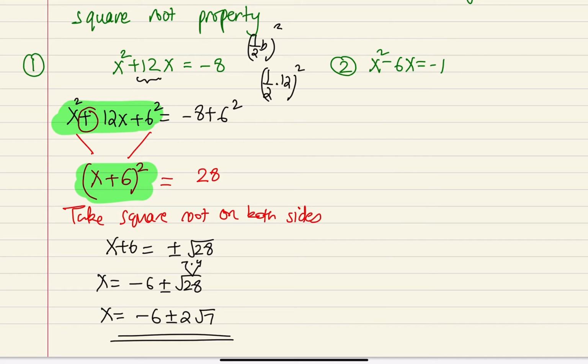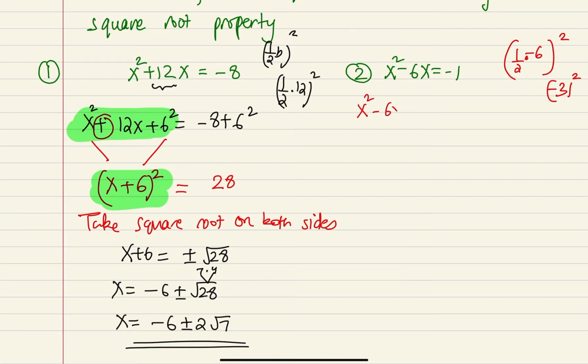Okay, the second problem we have: x squared minus 6x equals negative 1. I already have the constant term on the other side. The b is negative 6 here. So 1/2 times negative 6, squared, is negative 3 squared. And a negative number squared is going to be positive, so I'm going to ignore the negative. We will always add this extra term to both sides because when a negative is squared, it turns out to be positive. So 3 squared equals negative 1 plus 3 squared.